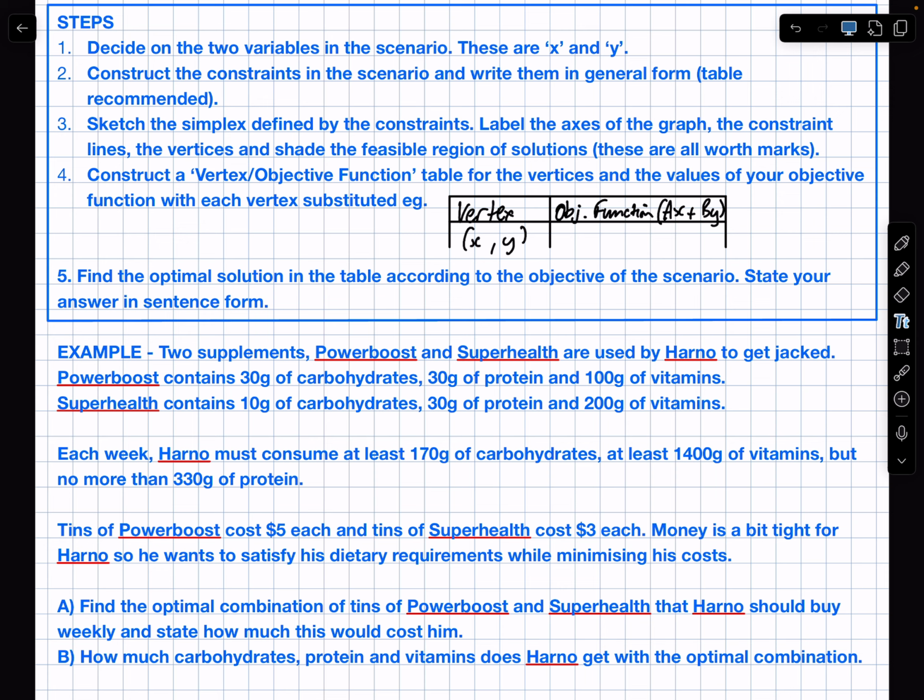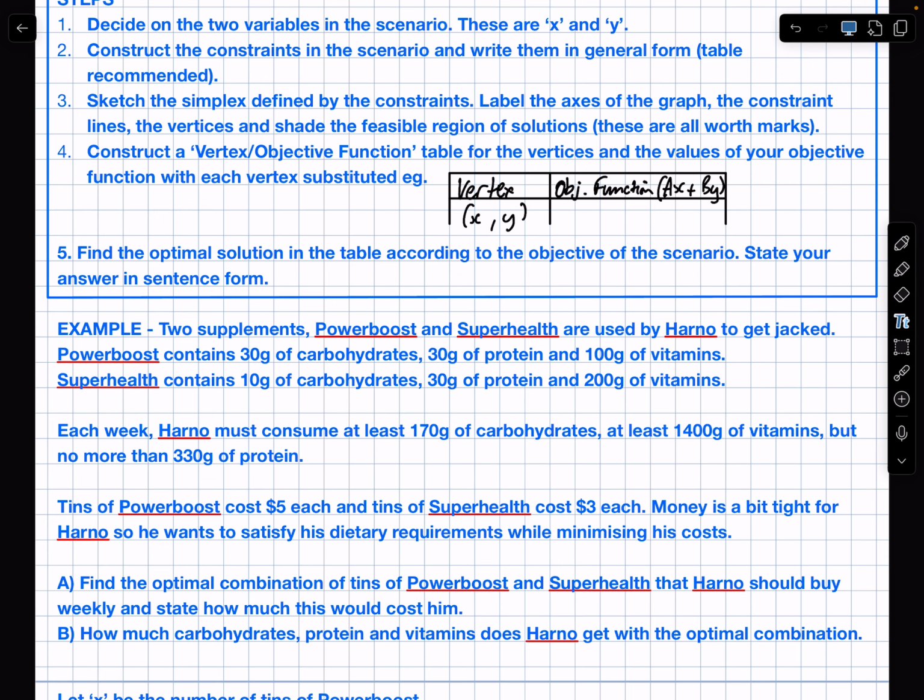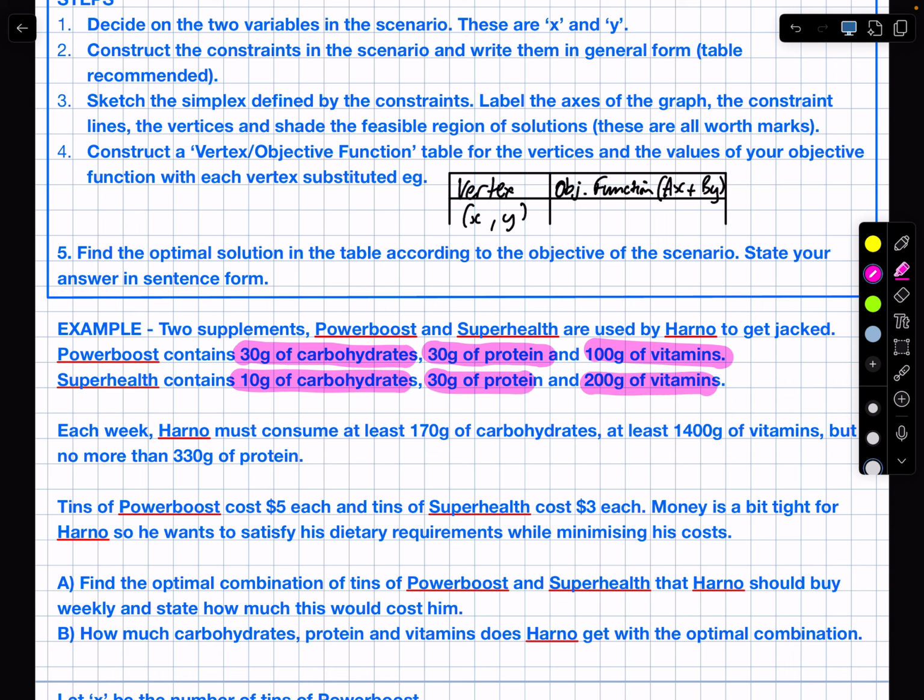Alright, let's smash this out. 2 supplements. Power Boost, Super Health. They're used by Hano to get jacked. Power Boost contains 30 grams of carbs. Anything with numbers is relevant. 30 grams of protein. 100 grams of vitamins. The other one, Super Health, has 10 grams of carbs. 30 grams protein. 200 grams of vitamins.